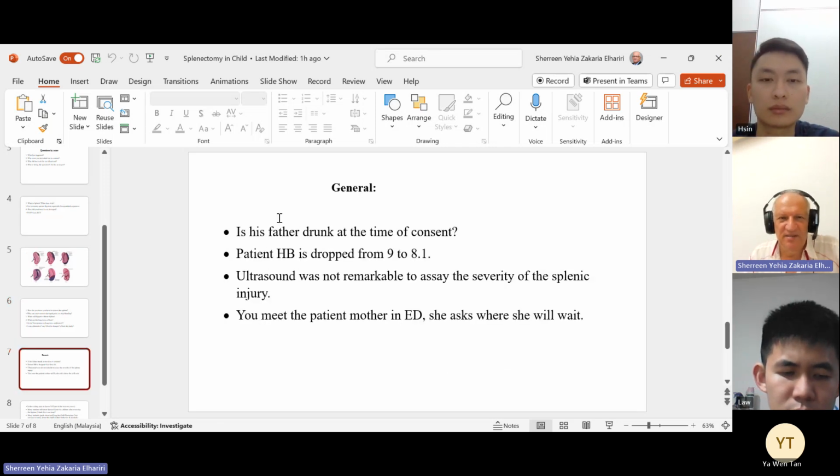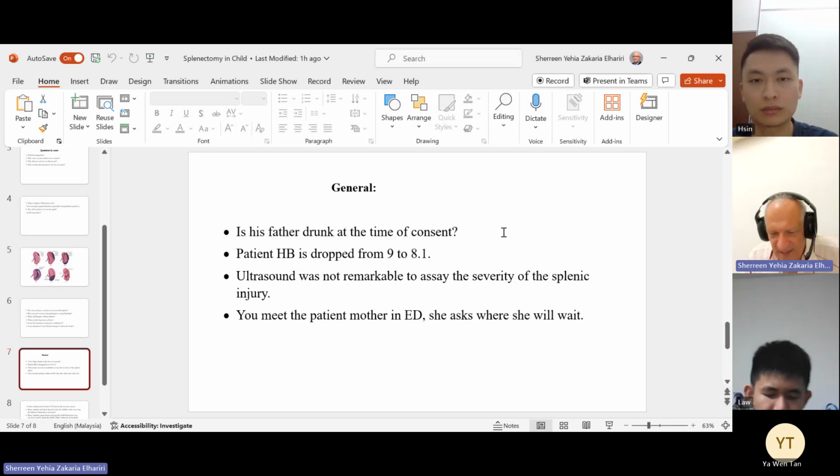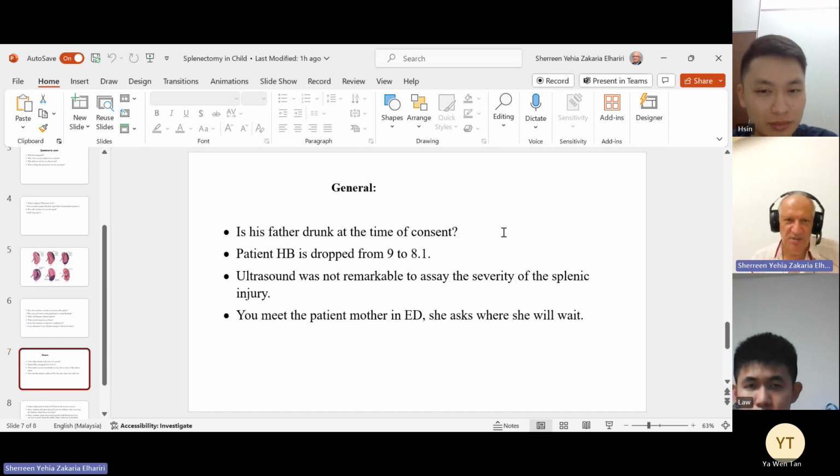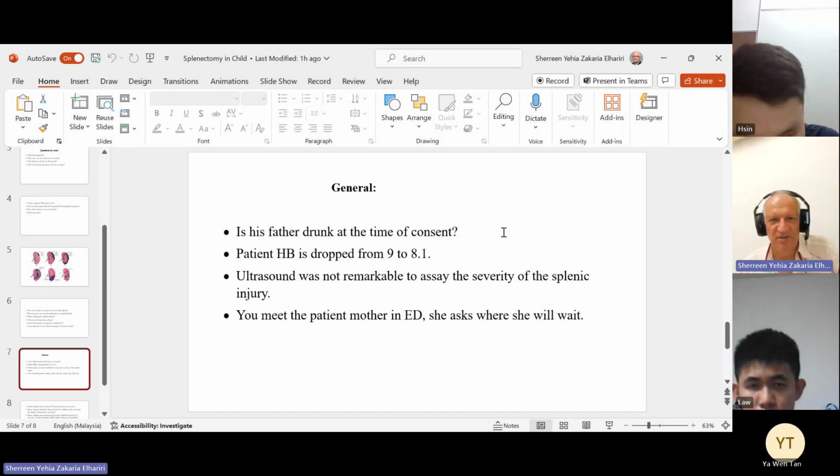So still the mother asked, is the father drinking at the time of consent? She asked again. So again, the answer: if he is drinking, we don't ask him to sign a consent, and we go straight ahead, because his signature is not necessary as this is an emergency operation. And of course, you explain to her the blood pressure is dropping, the FAST scan on ultrasound shows free fluid, and it is confirmed by CT.